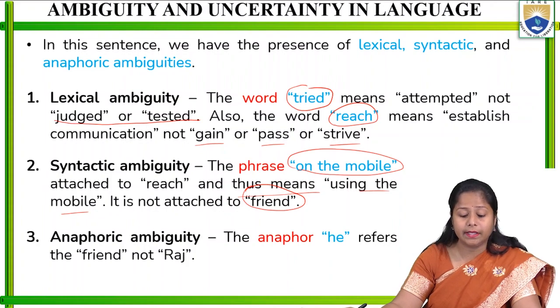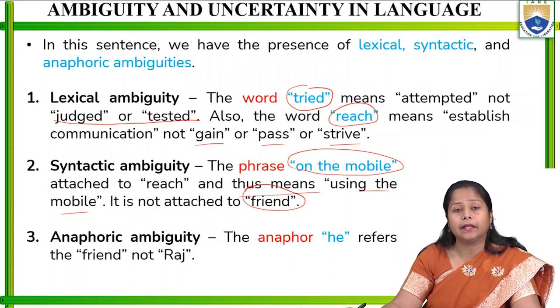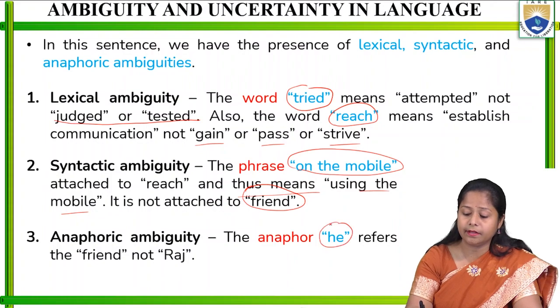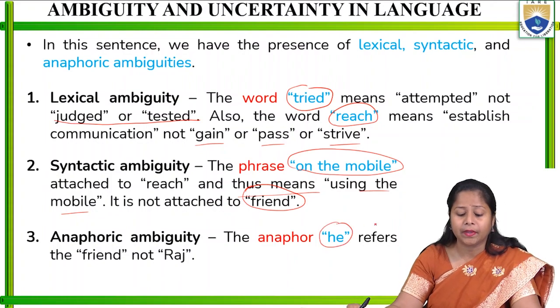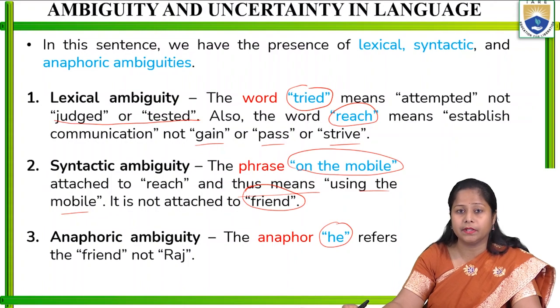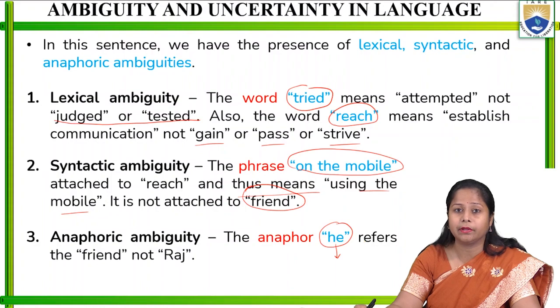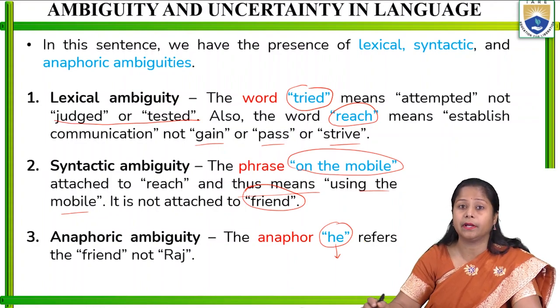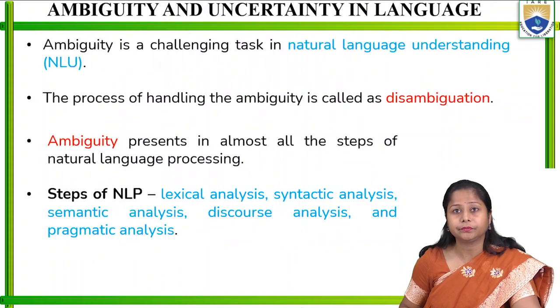Now we will see anaphoric ambiguity. The anaphor is he, and he is interpreted as the friend, not Raj. The sentence started with Raj. Raj is doing something, he is making the call, but he is referring to his friend by using the word he. That is the anaphor in this particular sentence. Likewise, we found these 3 ambiguities in this one sentence.